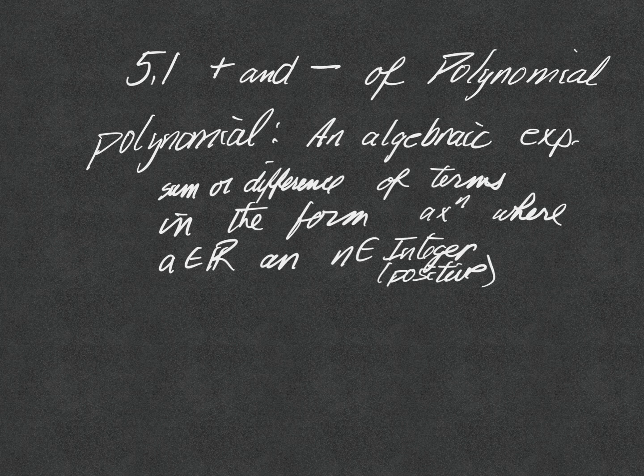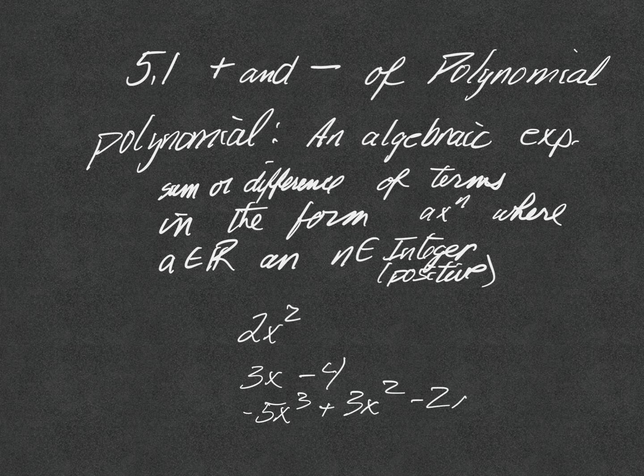And so we could have things that look like this. We could say 2x squared, or you could have 3x minus 4, or you could have negative 5x cubed plus 3x squared minus 2x plus 8. These are all examples of polynomials. They are sums or differences of terms, and the terms are in the form ax to the n, where the power is a positive integer or 0.